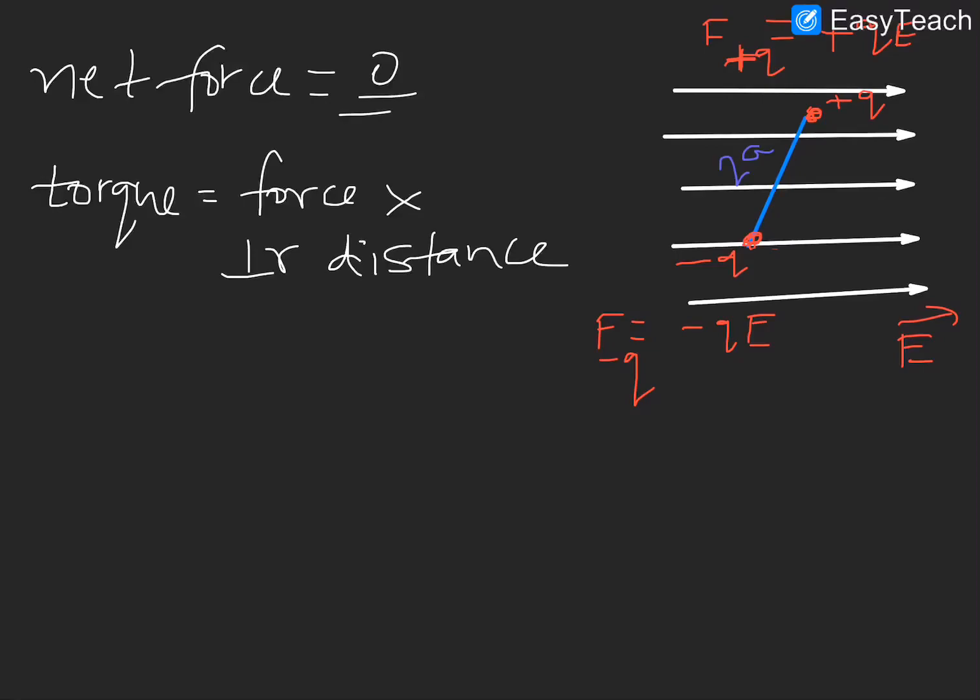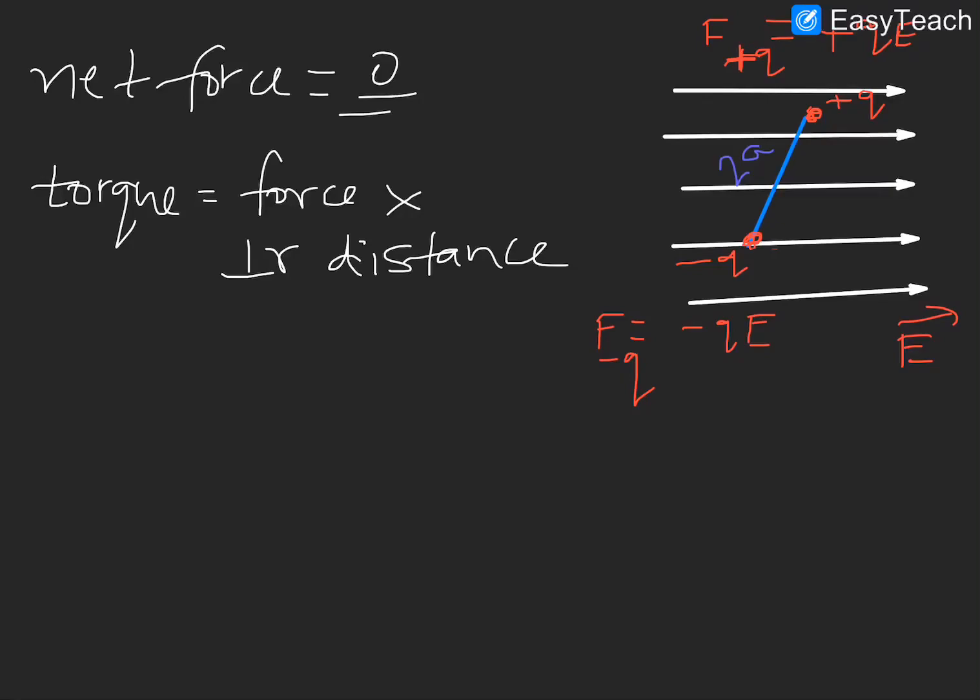This is the equation for torque. Here, the force you can consider as either QE or minus QE. We will consider only the magnitude. So both forces are QE. Force means we will consider only the magnitude of force, so both are equal to QE. The negative sign in the force is nothing but the direction.